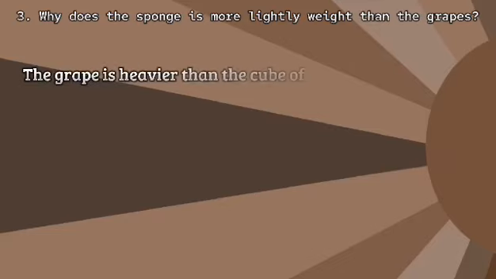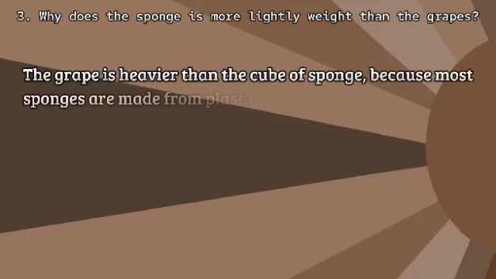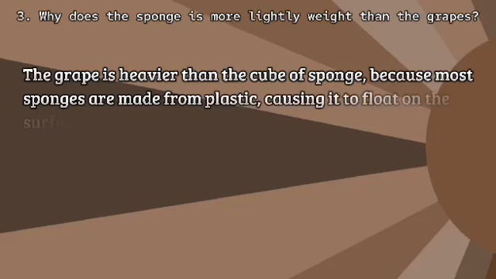Why is the sponge more lightweight than the grapes? The grape is heavier than the cube of sponge because most sponges are made from plastic, causing it to float on the surface of the oil.